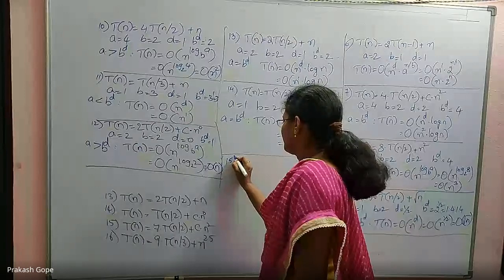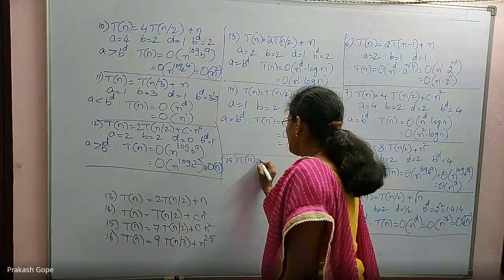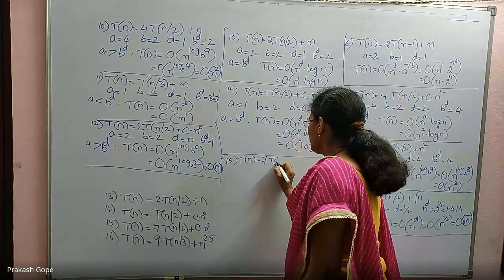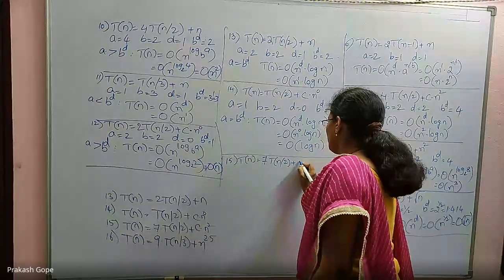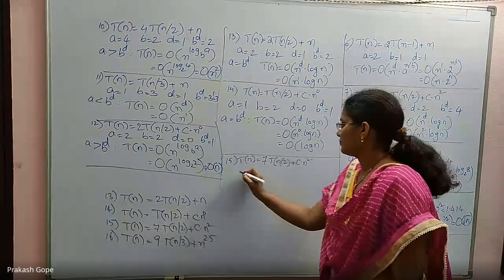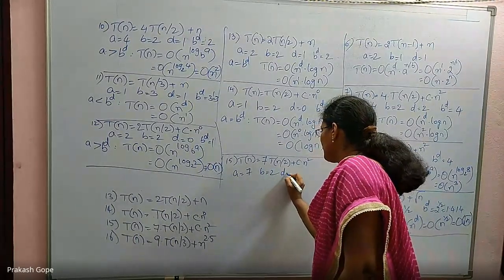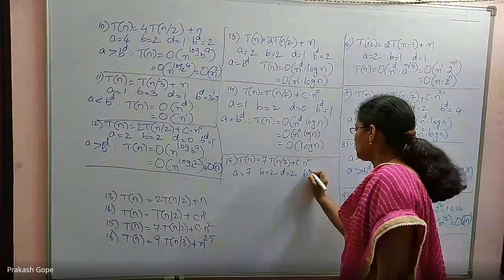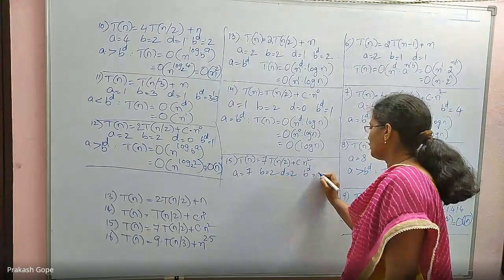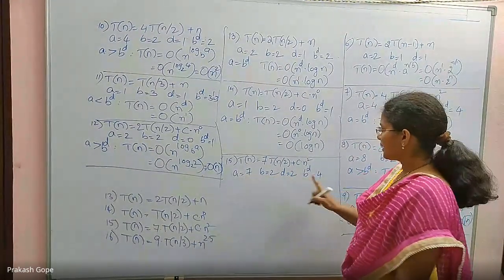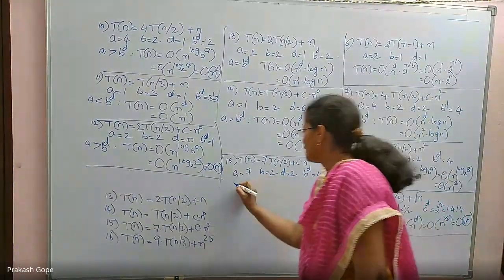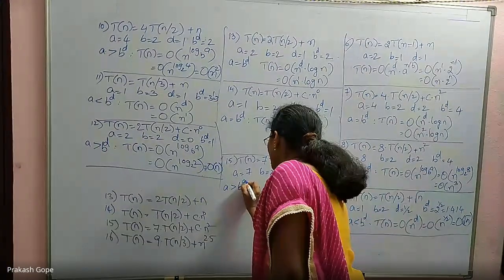15. T of n is equal to 7 into T of n by 2 plus c into n square. A is 7, B is 2, D is 2. What is B power D? 2 square is 4. A is greater than B power D case.